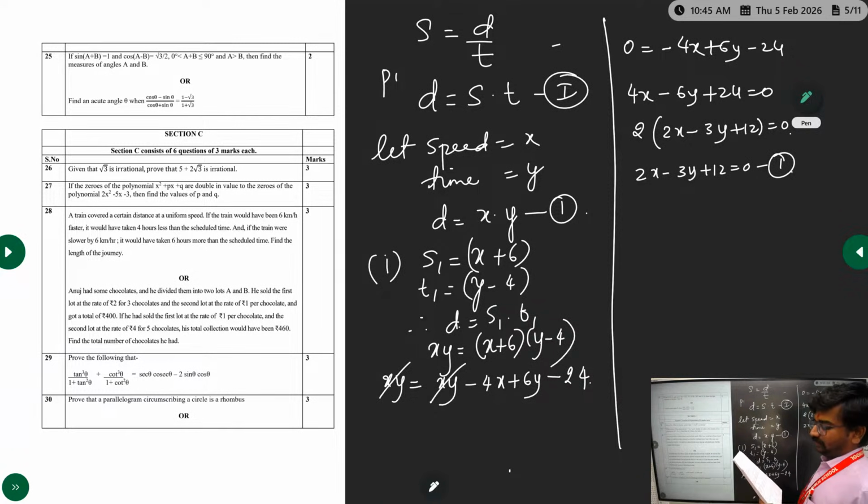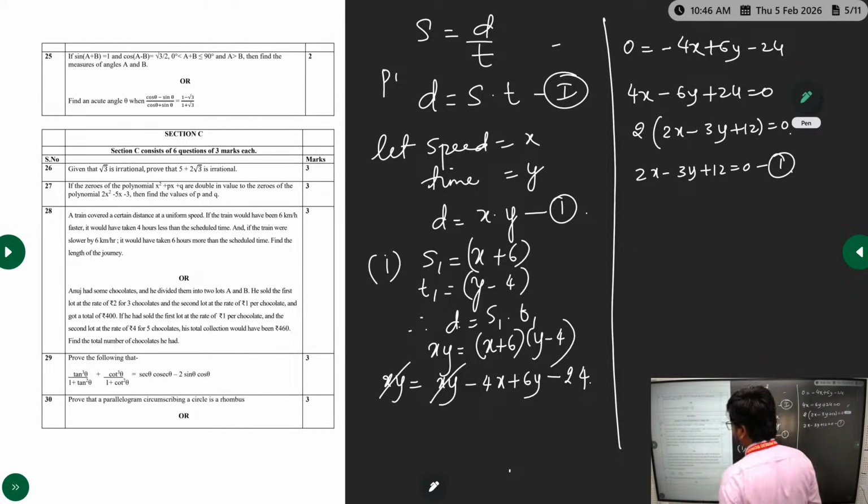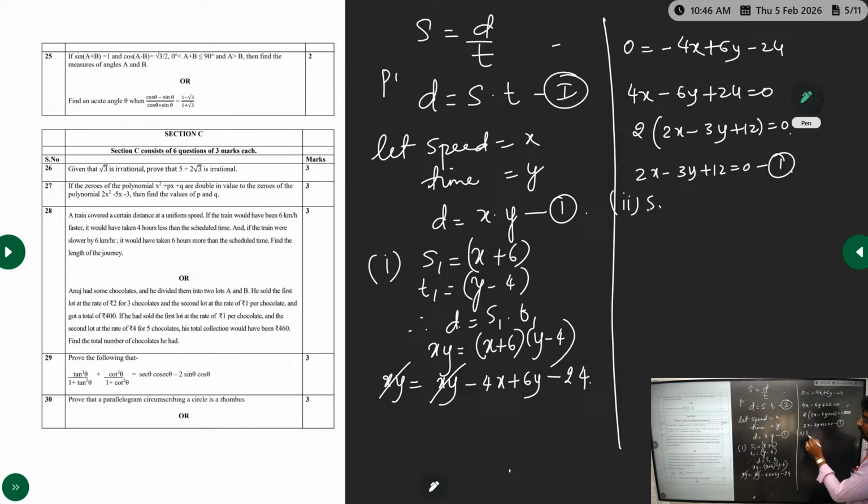And if the train were slower by 6 km per hour, it would have taken 6 hours more. Please read this from the second line onwards. Both are the same, 6 only. Second condition, S2 will be x minus 6. T2 will be y plus 6.